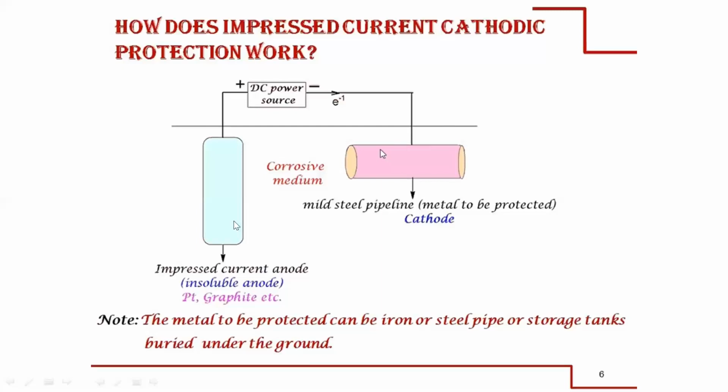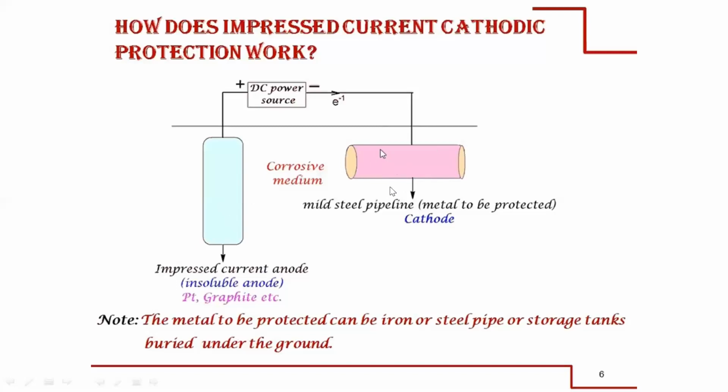At the same time, this inert metal becomes the anode. The anode does not directly take part in the reaction. Whereas the cathode accepts the electrons, gets reduced, and this mild steel is protected. It remains unaffected because it is a cathode. That is the impressed current method.